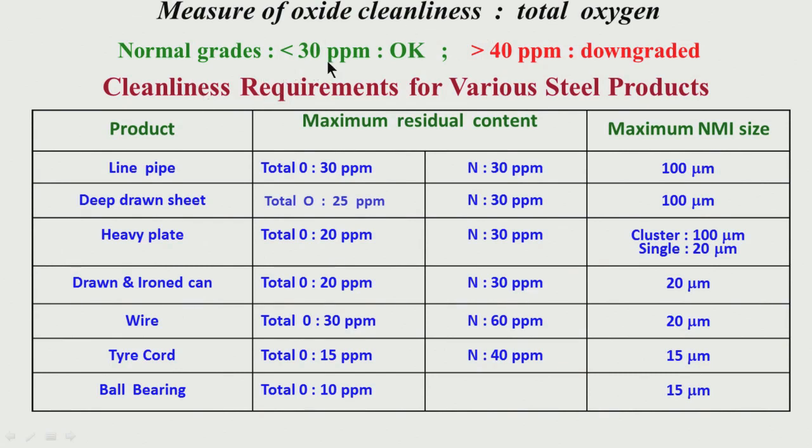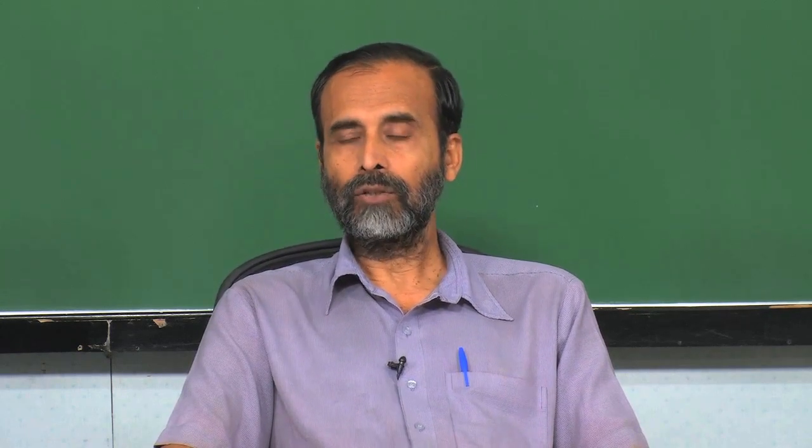Now, in normal grades of steel, which are not very stringent, if the total oxygen is less than 30 ppm, we usually think that the steel is okay. That means the quality will be relatively okay. This will pass the test for the normal applications of steel. So, we tell this is relatively okay quality of steel. We allow the steel to pass for the next level of processing.